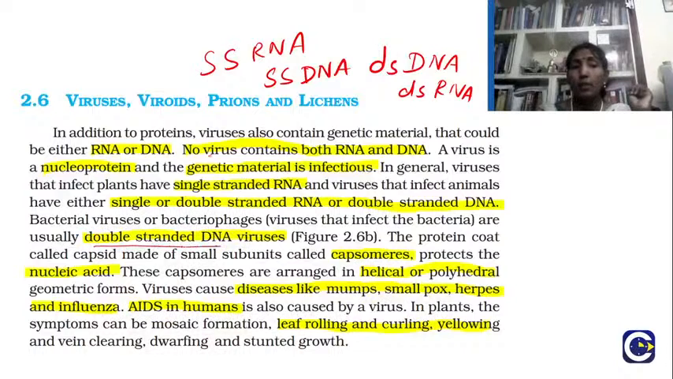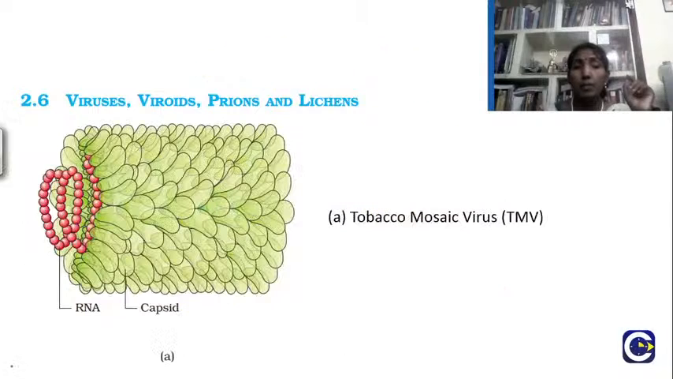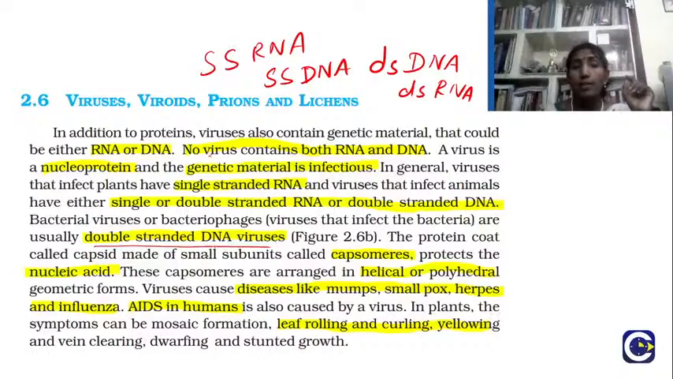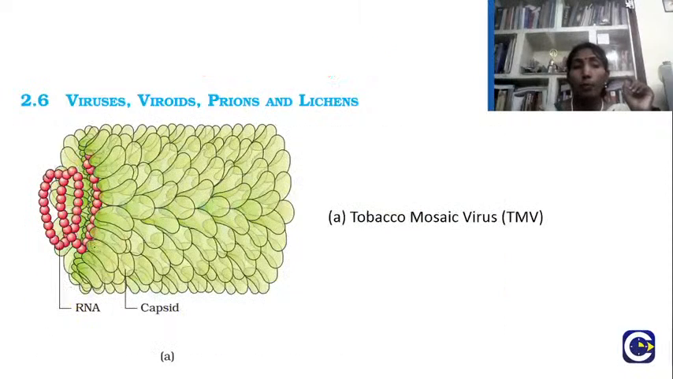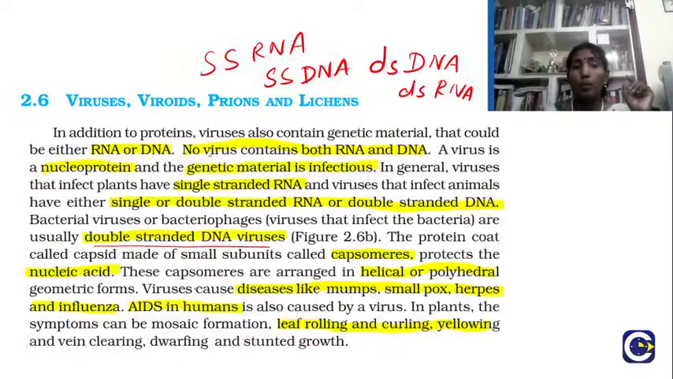Usually they are double stranded DNA viruses, and they ask this in exams. They have a protein coat, what we call the capsid, and you can see the small units called capsomeres. The coat is called capsid, and one unit is called capsomere. They are arranged in a helical or polyhedral, geometric form. The viruses that cause mumps, paramyxovirus, smallpox, herpes, influenza, they are all viruses.